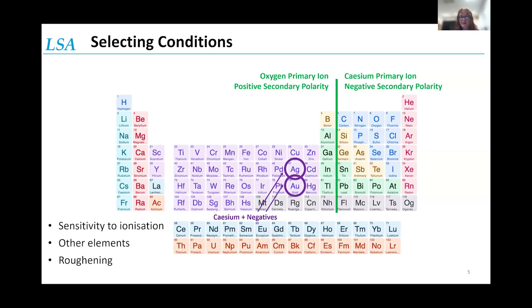A couple of interesting different points. Silver and gold, you would think would be oxygen positives, but they ionize much better under cesium negatives. It's small little things like that you need to be aware of when you're picking your conditions. Zinc and magnesium, again, really like ionizing under cesium and positives. So this is a completely different set of conditions, and we're monitoring polyatomics. We'd monitor the cesium and the magnesium together at mass 157.